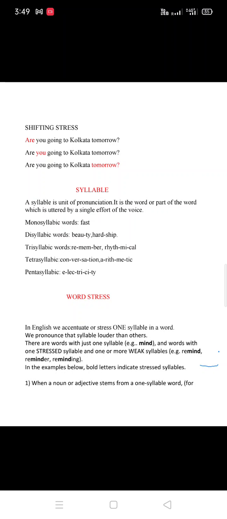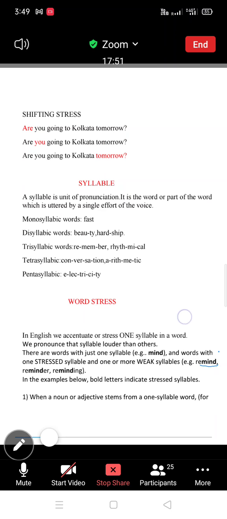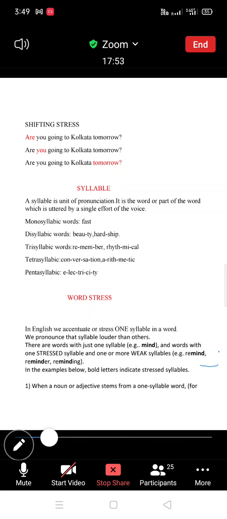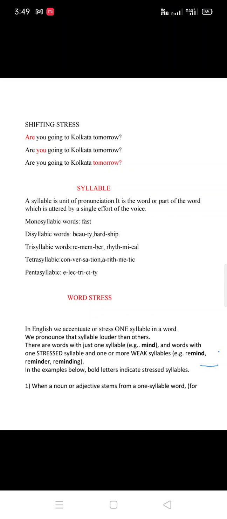Tetrasyllabic words are those having four syllables, like conversation, arithmetic. Pentasyllabic words are those having five syllables, electricity. You have to divide the word into syllables. Okay, and you have to identify how many syllables are there, because it is very important regarding word stress.